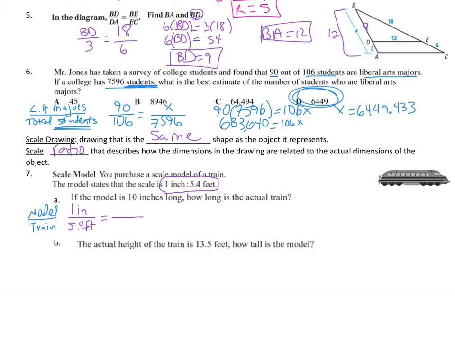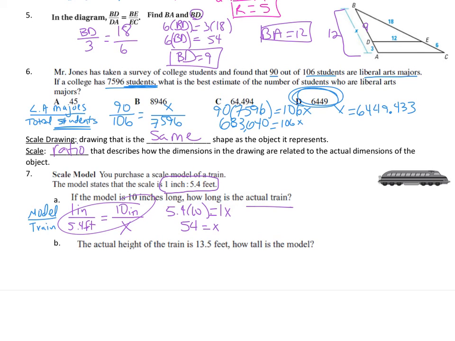So on letter B, if the model is 10 inches long, how long is the actual train? Okay, so the part we do not know is the actual train, so that's the denominator. That means our 10 inches is going to be on the top. Plus, if you notice, the units are the same, but sometimes that could change. So next we need to cross multiply. So we're going to be taking our 5.4 times the 10 equals our 1x. So when we multiply that, we get 54.